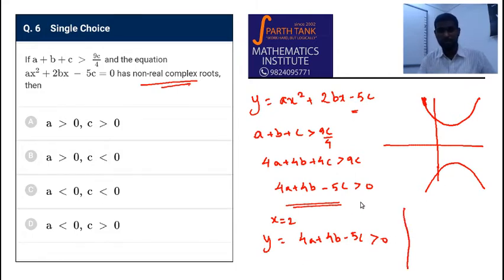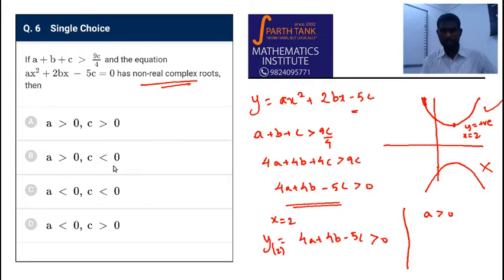So at x is equal to 2, y is positive. So if one is positive, then everything should be positive. It should never cross the x-axis, we were saying. So not this, but only this. So if this parabola is supposed to be positive always, then definitely a should be greater than 0. So it has to be one of these two conditions.